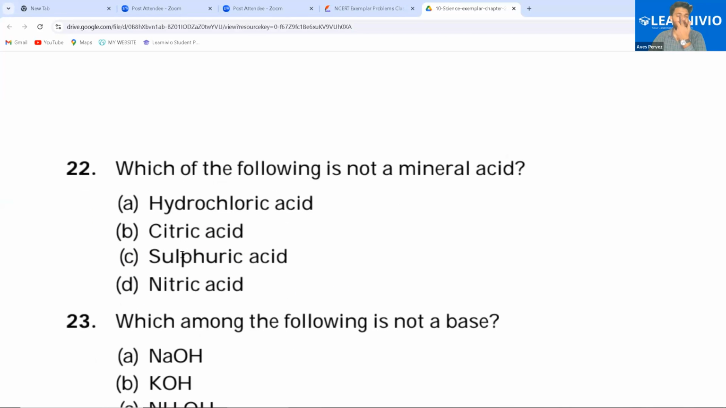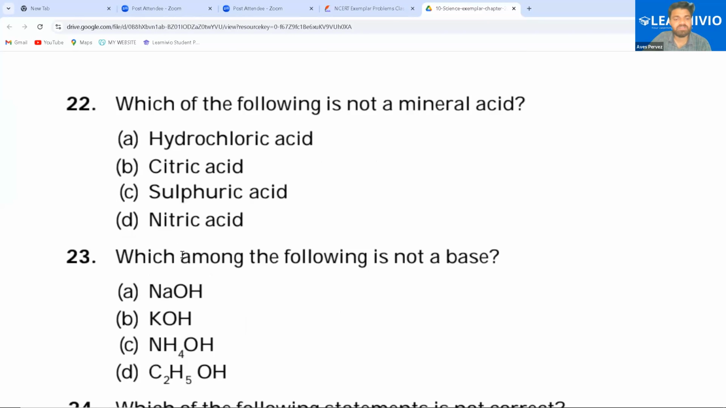Which of the following is not a mineral acid? Mineral acid means strong acid. Option B, citric acid. Hydrochloric acid, sulfuric acid, nitric acid are strong acids.